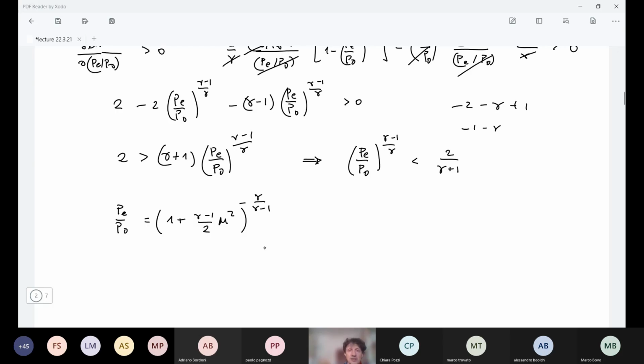And so we see that here, when Mach is equal to 1, we have 2 over gamma plus 1. So if we can replace it here and have also this expression in terms of the Mach number, we see that we have here 1 over 1 plus gamma minus 1 half M squared must be less than 2 over gamma plus 1.